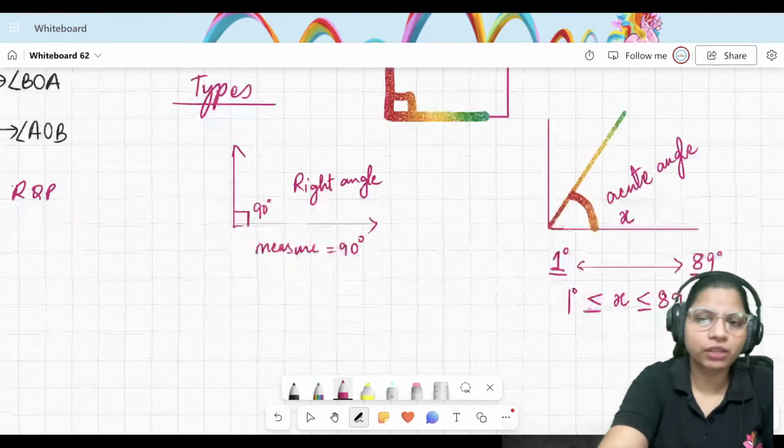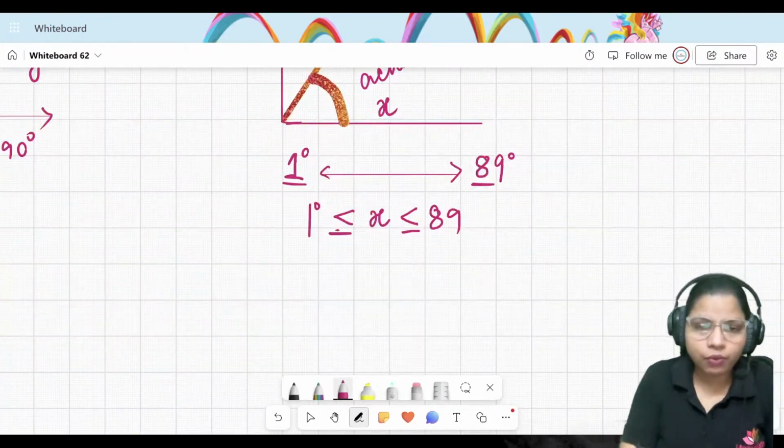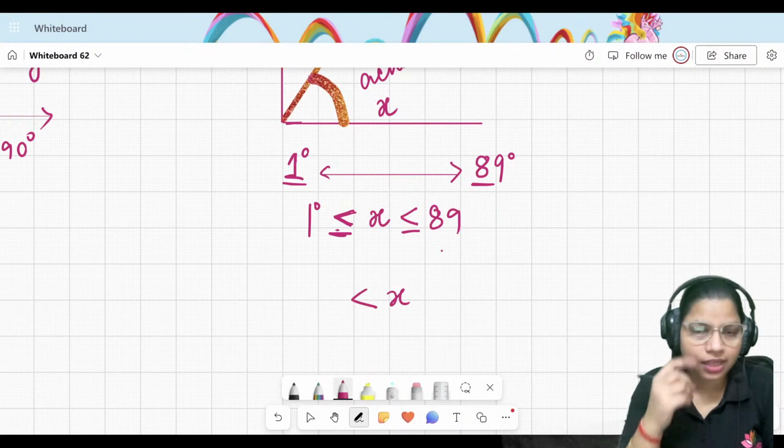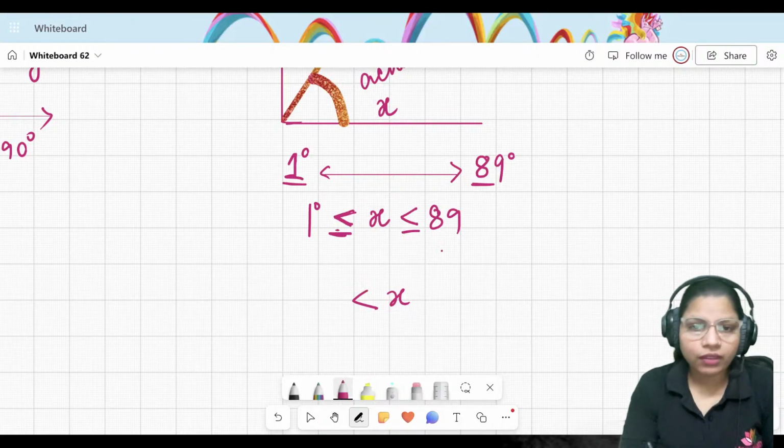ये मैं सिंबल आपको एक्सप्लेन करती हूँ. ये इनइक्वलिटी, what does this mean? This means that x is nothing but हम रिप्रेजेंट कर रहे हैं अक्यूट एंगल को x से. x जो है बड़ा होगा या इक्वल होगा, because it's opening the mouth towards x, that means x is greater. x is greater और इक्वल टू 1.